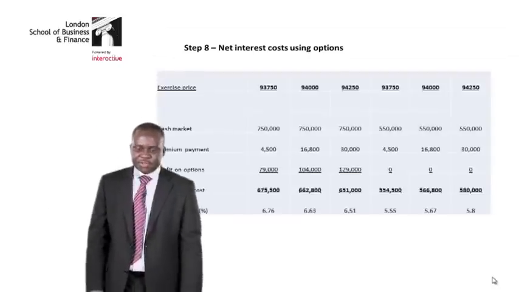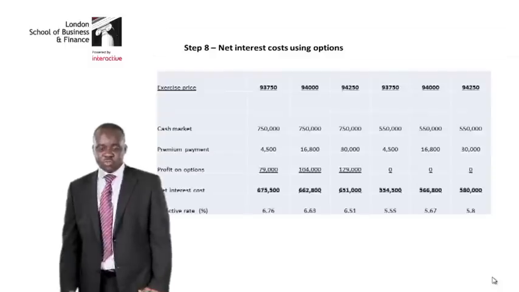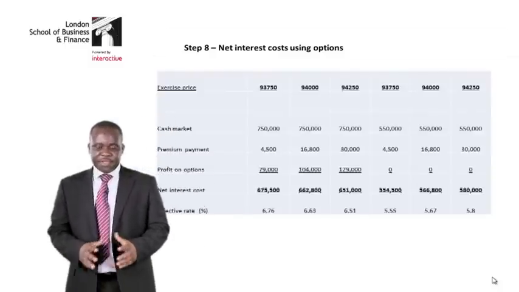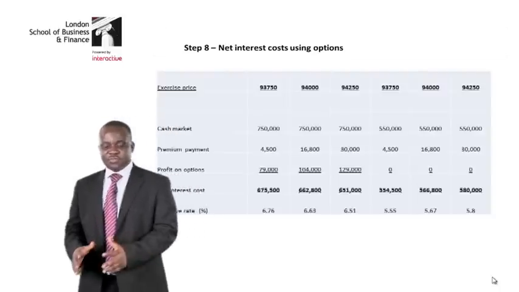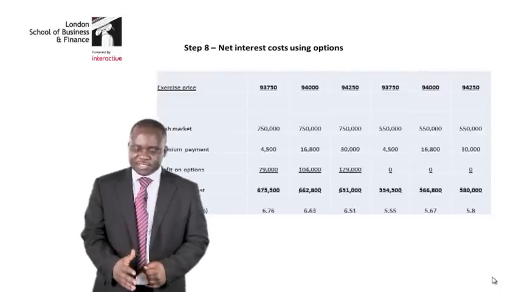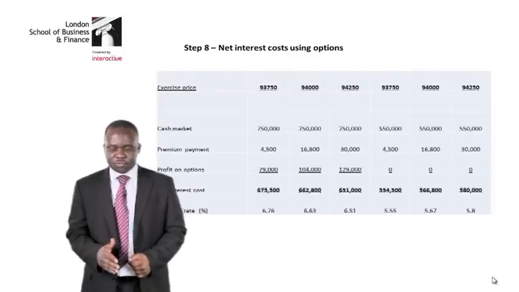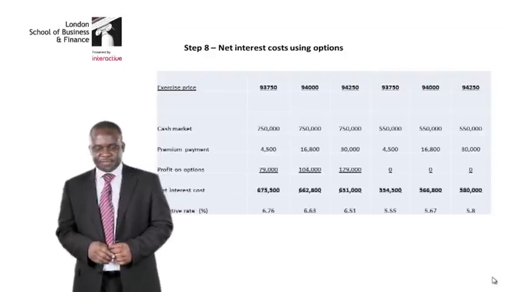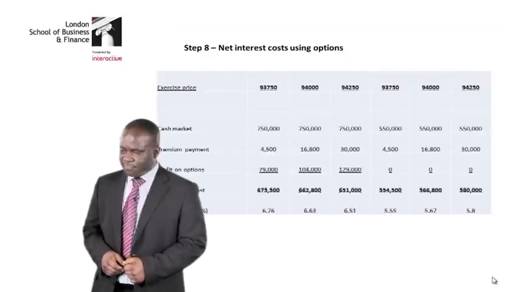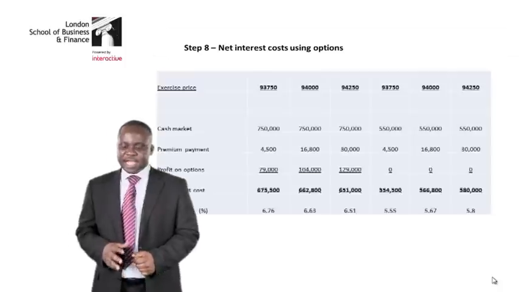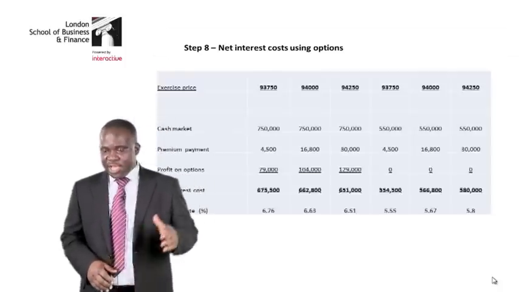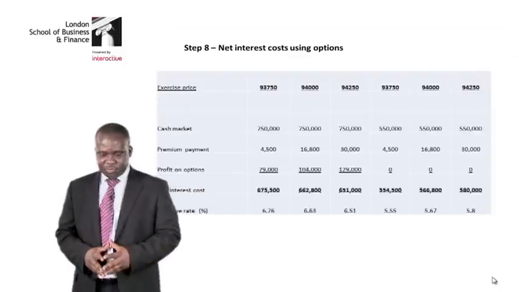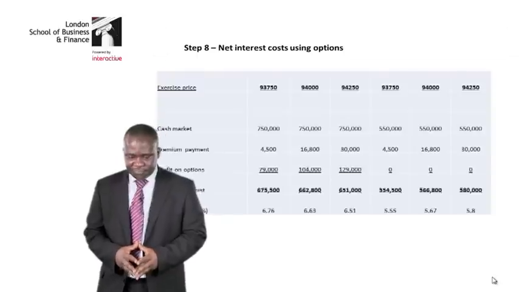Okay. So if you look at the net interest cost using the option, for each exercise price, whether interest rate is increasing or decreasing, I've done 93,750, 94,000, 94,250. Then if interest rate is decreasing, 93,750, 94,000 and 94,250. So the current cash market cost is what we calculated. If the interest rate is increasing, we get 750 each. If interest rate is decreasing, we get 550 each.